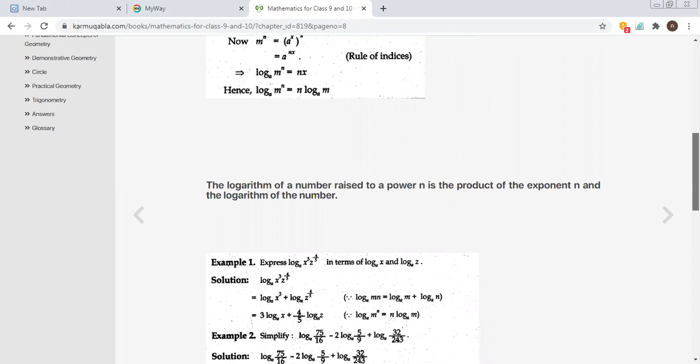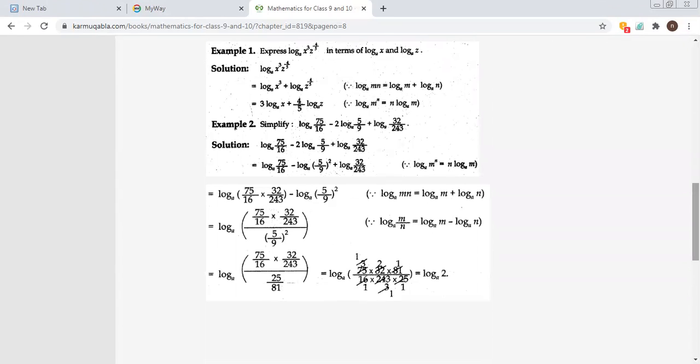Okay class, now see the question, example number 1. You have been given: express log a of x cubed z to the 4 upon 5 in terms of log of x and log of z. You have to simplify this, derive this. So here, class, you can face many formula laws, one or two, maybe two laws may be involved at a time in this question.